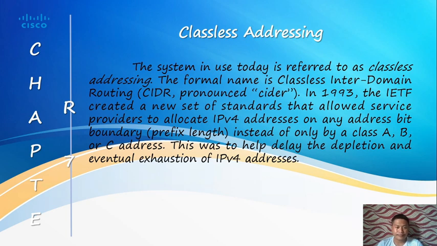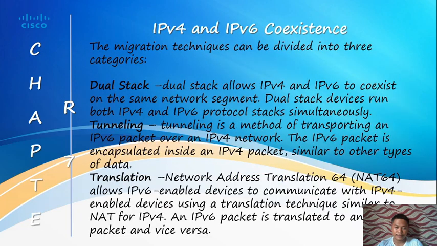Classless addressing. The system in use today is referred to as classless addressing. The formal name is Classless Inter-Domain Routing, or CIDR, pronounced "cider". In 1993, the IETF created a new set of standards that allow service providers to allocate IPv4 addresses on any address bits boundary, or prefix length, instead of only by class A, B, or C address. This was to help delay the depletion and eventual exhaustion of the IPv4 addresses.